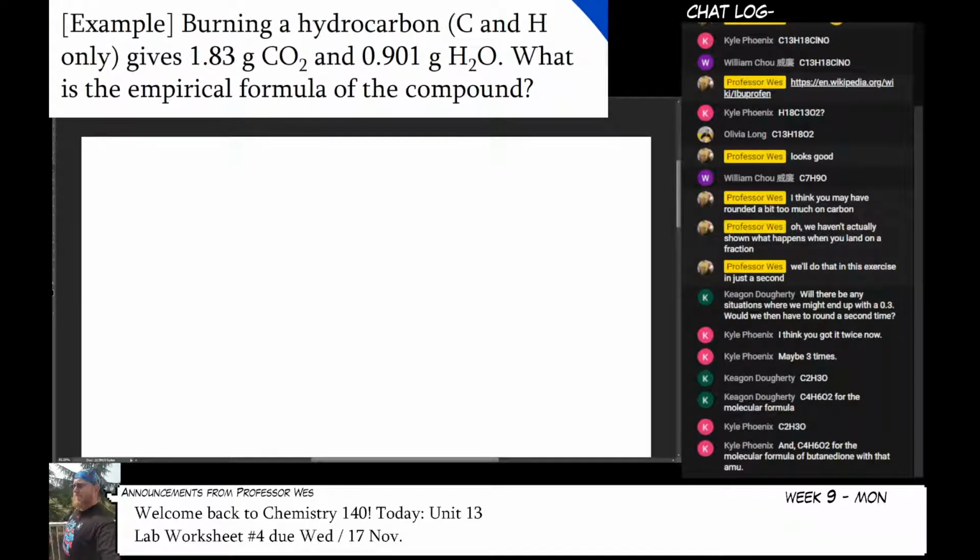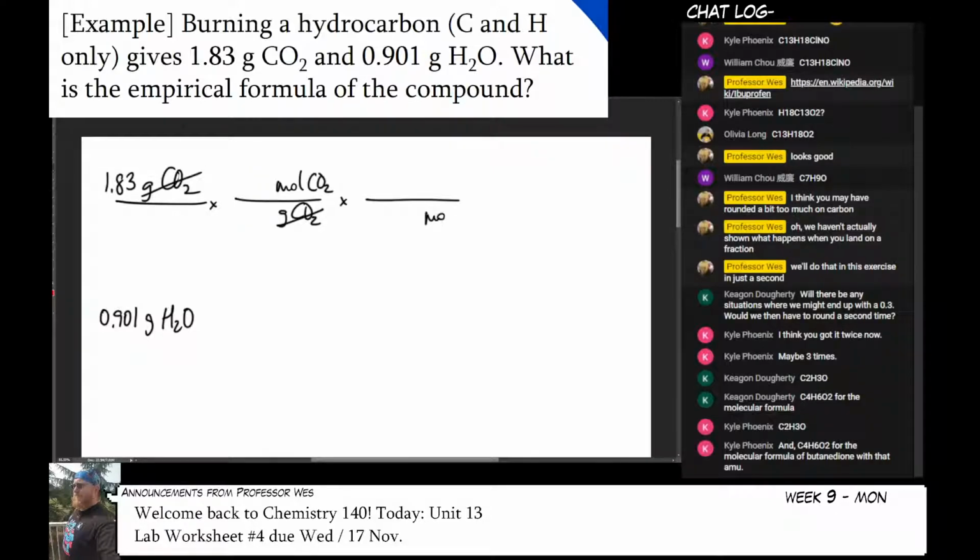We're going to burn a compound with C's and H's in it. And when I'm done, I get this many grams of CO2 and this many grams of H2O. So we're going to write this out. What we'll do is turn grams of CO2 into moles of CO2, and then turn moles of CO2 into moles of C, because once I get to this point, I can then make a pseudo formula, right?